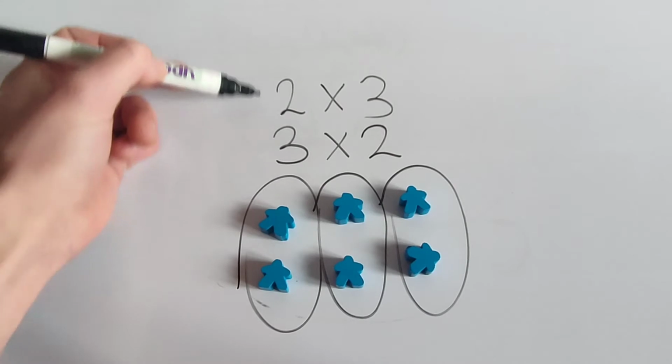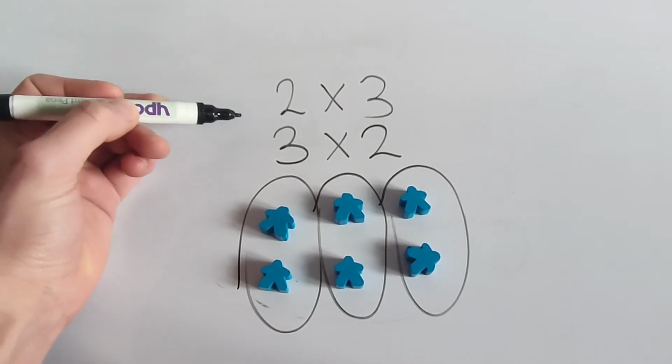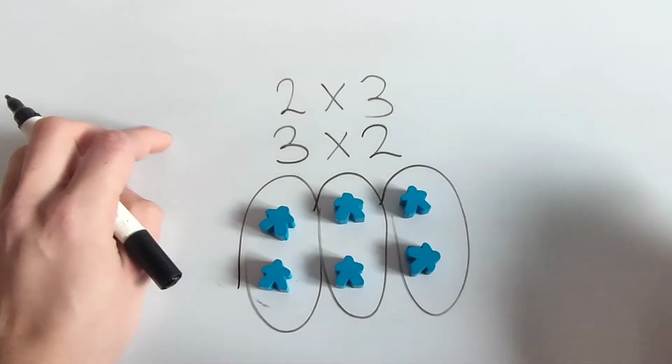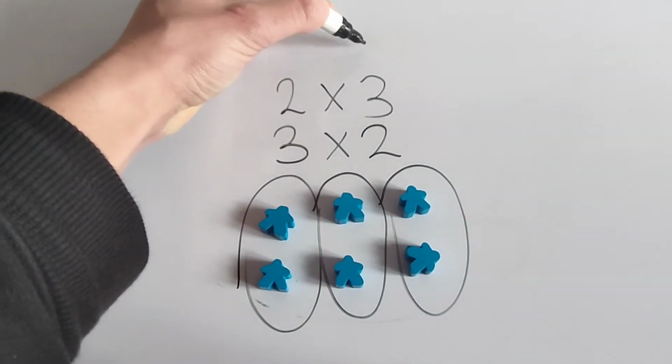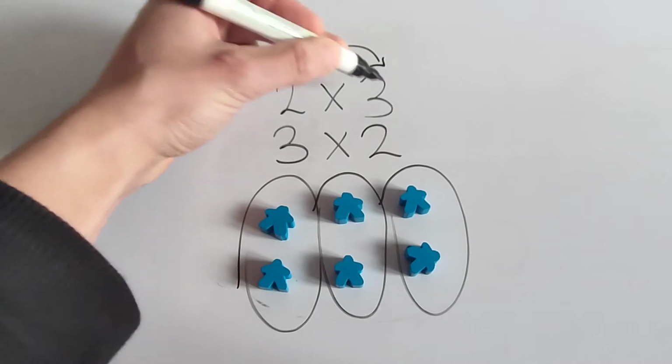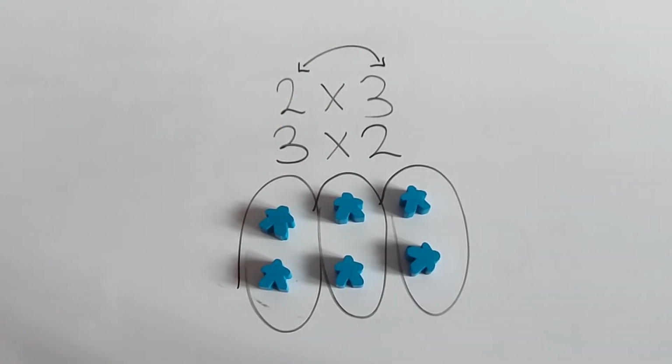What do we notice about these two? Pause the video. What do you notice about them? Have a little think. Alright, hopefully you've seen that all that we've done is we've swapped the numbers around. So we could say 2 times 3, or we can say 3 times 2.